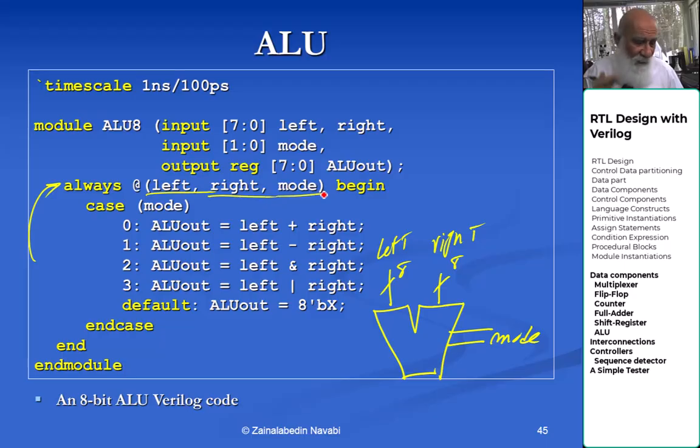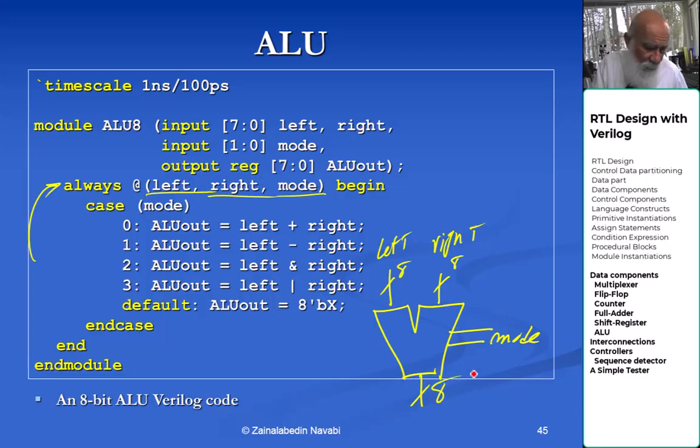You begin and then you look at the mode. Something has changed. Look at the mode and then see if mode is 0 or 1 or 2 or 3 or none. If it is 0, perform adding. 1, perform subtracting. 2, and the two right and left together. 3, or the two right and left together. If it's none of them, then again you want to put 8 X's on your ALU output.